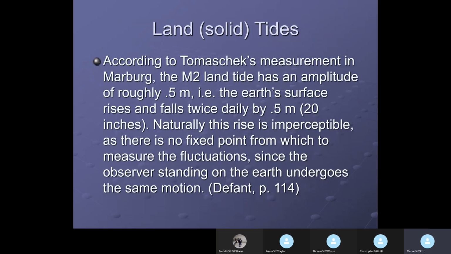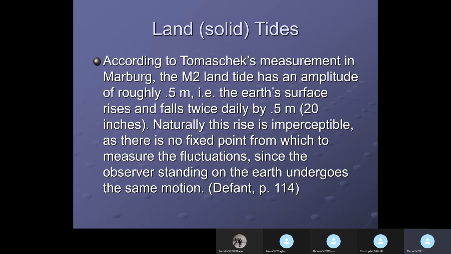Okay, let's move on. According to Tomasek's measurement in Marburg, which we had last week, the M2 land tide has an amplitude, that's the height, of roughly 0.5 meters. Now, 1 meter is 39.37 inches. So it's around 20 inches, approximately, in the ballpark. That is, the Earth's surface rises and falls twice daily about 0.5 meter, about 20 inches.